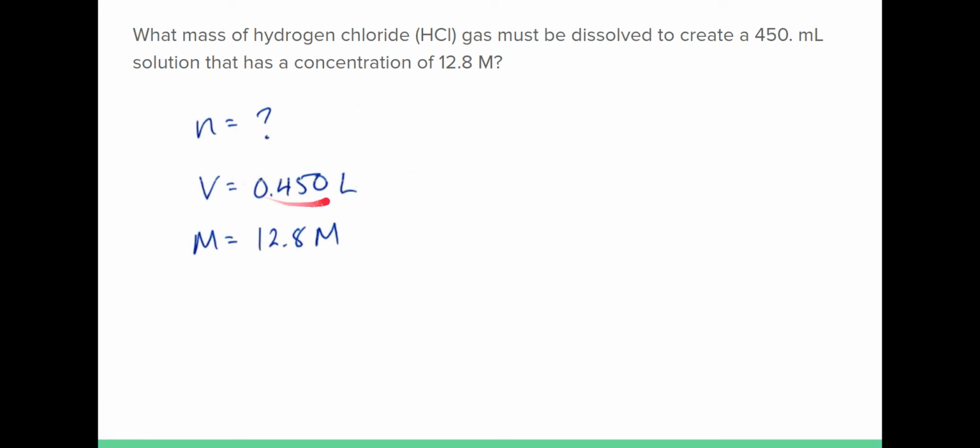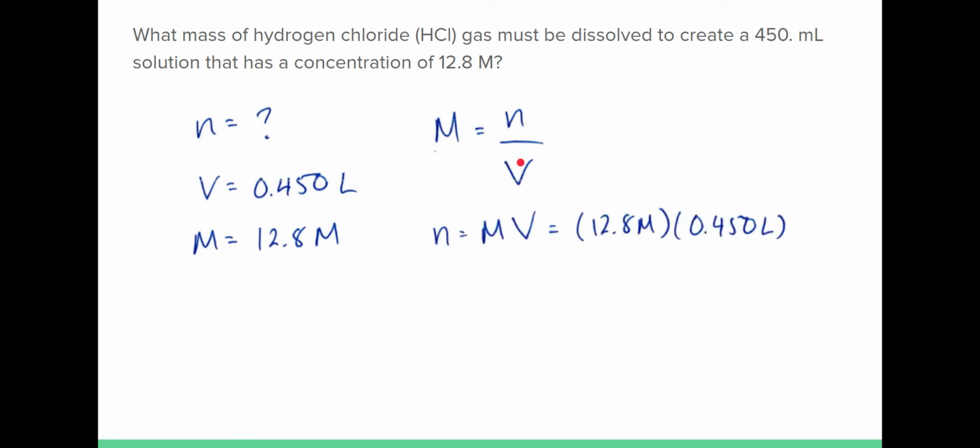My first step becomes laying out all of my givens and understanding that I have my volume, which I have to convert into liters first. I also have my molarity, and I can solve for my number of moles algebraically. My molarity equation is the concentration is equal to the number of moles divided by the volume. If I simply rearrange this equation, I get that the number of moles is equal to molarity times volume. Then I can simply substitute my numbers in.